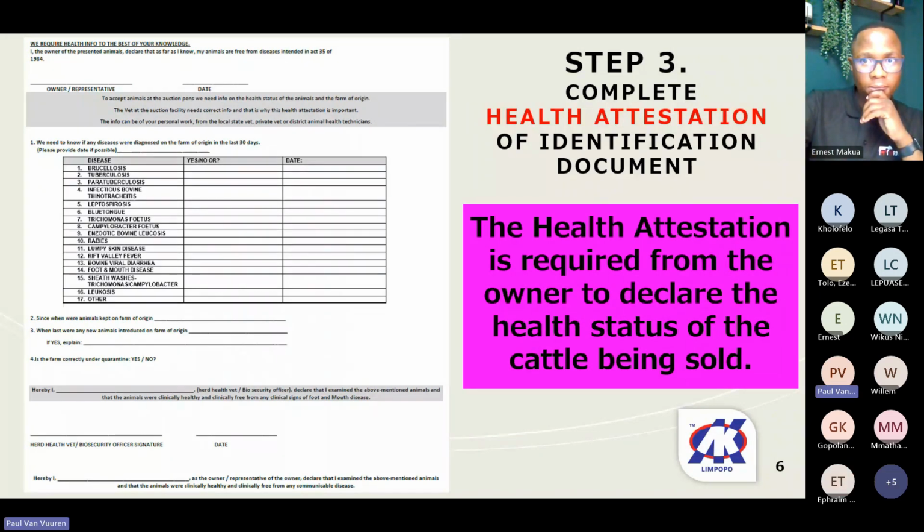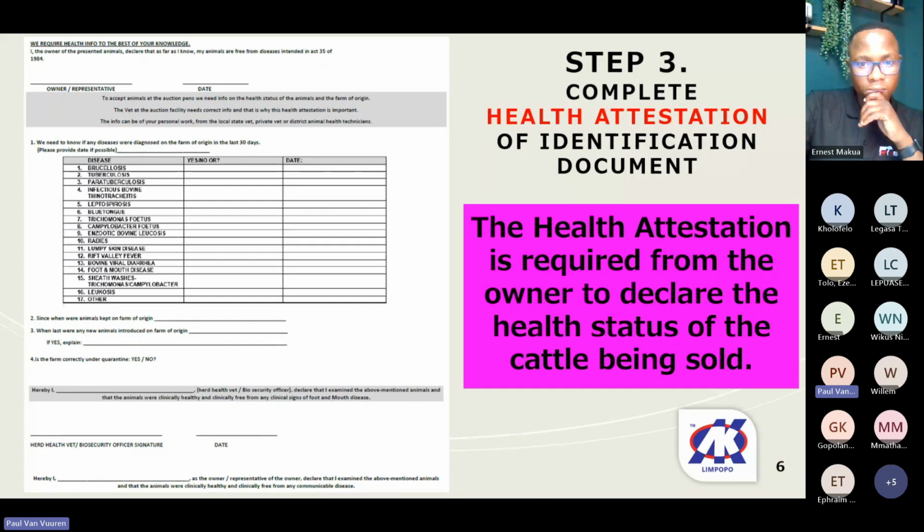Now, if the animal comes to the auction, the animal will be inspected by our biosecurity officer for any diseases like lumpy skin and foot and mouth and all those, and any other thing that we can clearly see on the animal that there is a problem. And after the animal is in good standing, you will sign that form, and that form will come to the office. That is our health attestation that is required.